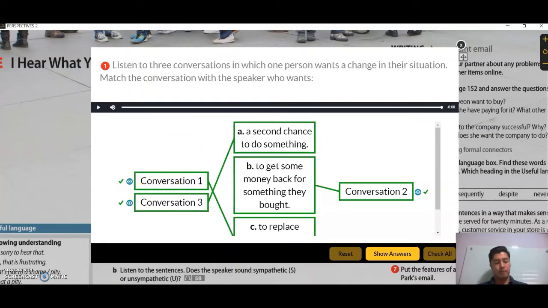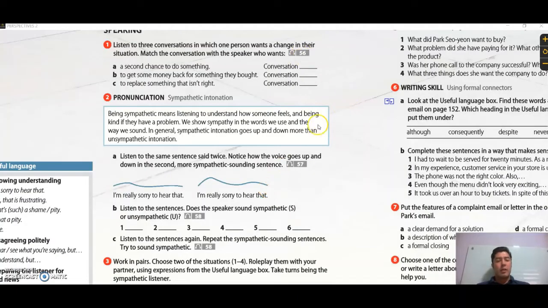Very obvious. Okay, guys, we did exercise 1 together, and for the next exercise I will give you the instructions, then I will explain, and then you will do it by yourself. Exercise 2 says pronunciation. This is very important. Being sympathetic means listening to understand how someone feels, and being kind if they have a problem. We show sympathy in the words we use and the way we sound.